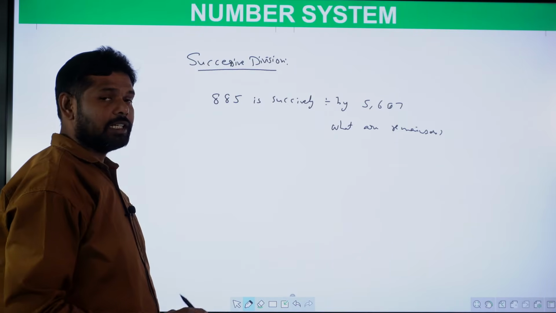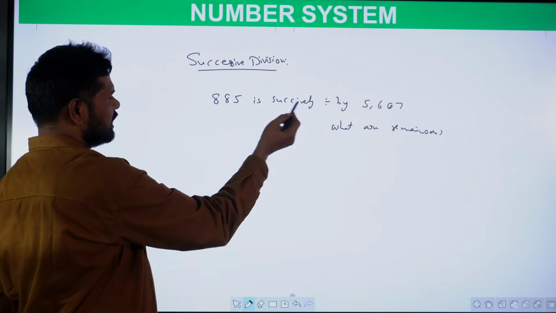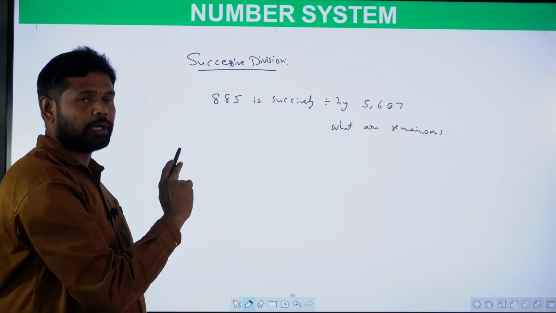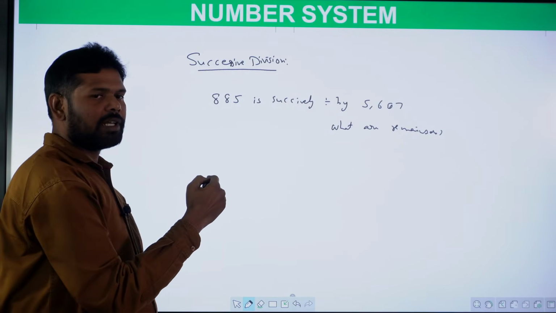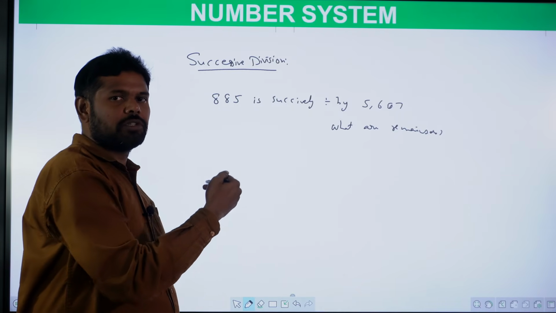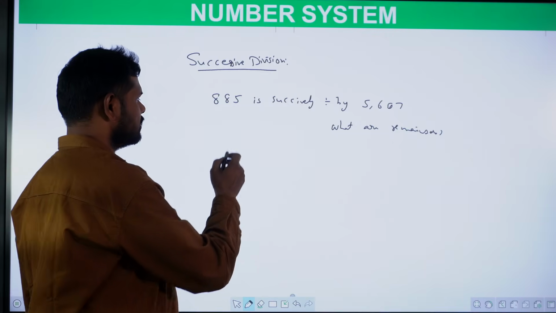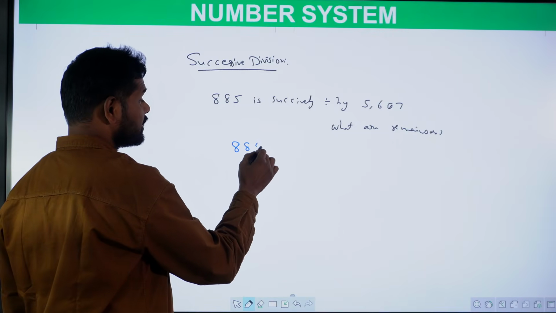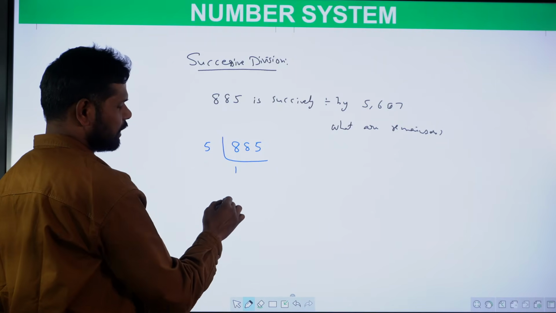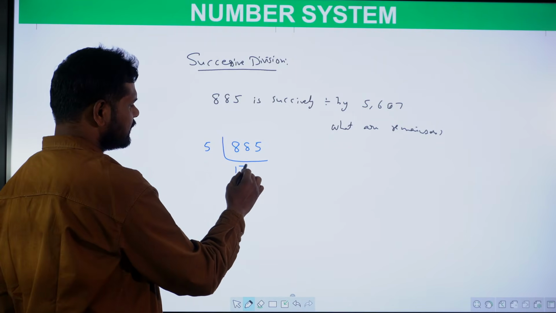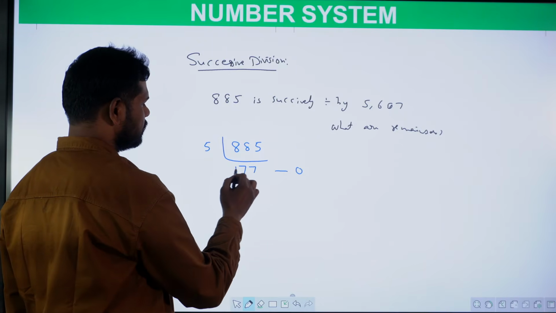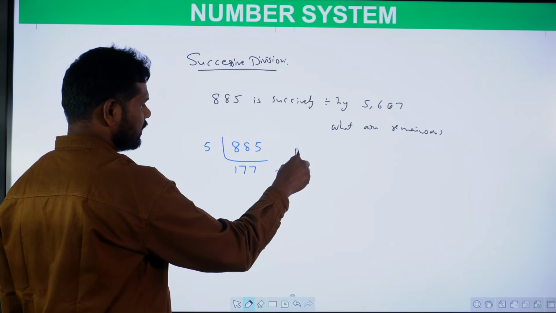Means continuous: first it is divisible by 5, remainder is 0, then divisible by 6, and then by 7. Successive division means after dividing with the first number, the quotient is divided by the next, and that quotient is divided by the next, like that. Suppose we write in the form of short division. 885 is divided by 5, 5 ones 5, 38, 5 sevens 35, again 5 sevens 35. What is the remainder? 0. These are the remainders here.